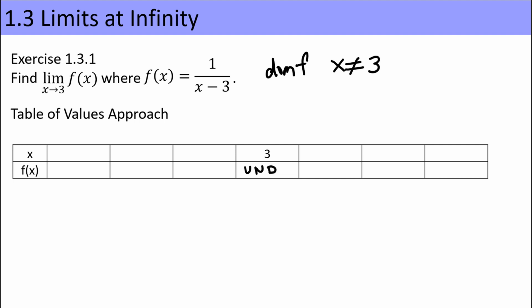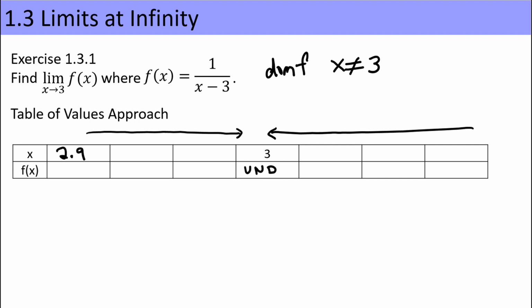undefined. However, we are very concerned with values that get very close to 3 from both sides without actually hitting 3. So let's approach those values, and I'm going to begin with 2.9. That's just 1/10 of a unit away from 3. And from the right of 3, let's begin at 3.1. Again, remember we are approaching 3 from both sides.